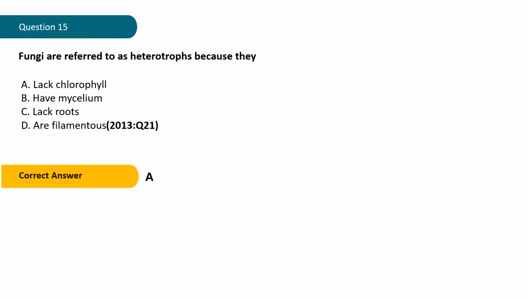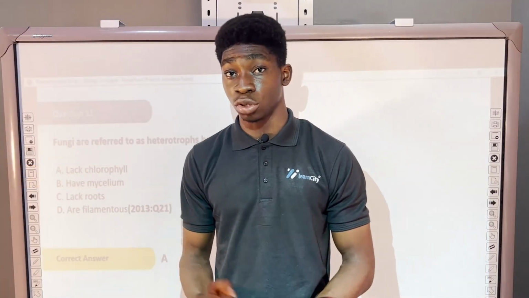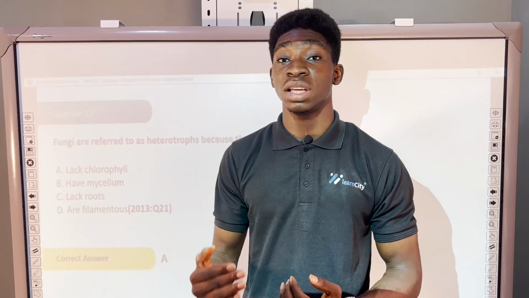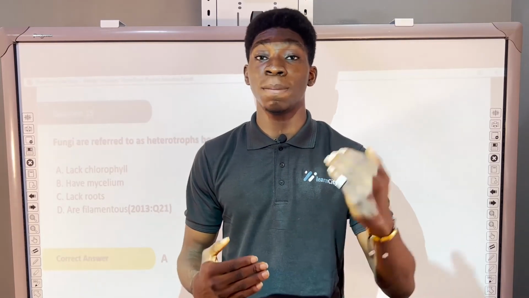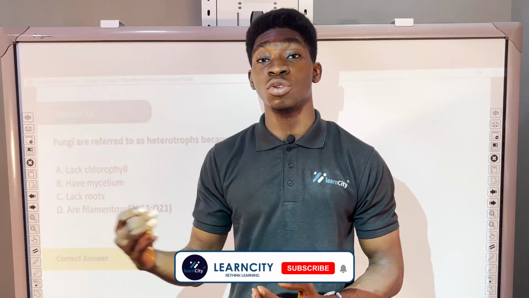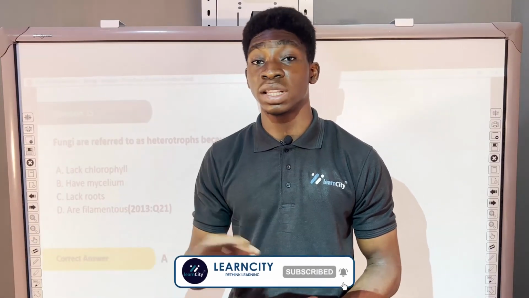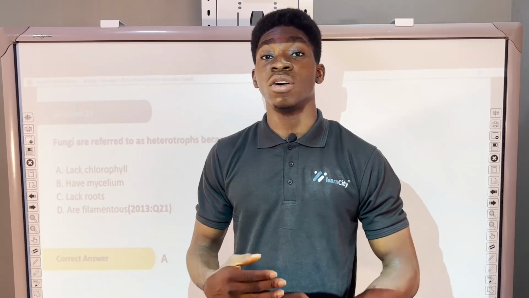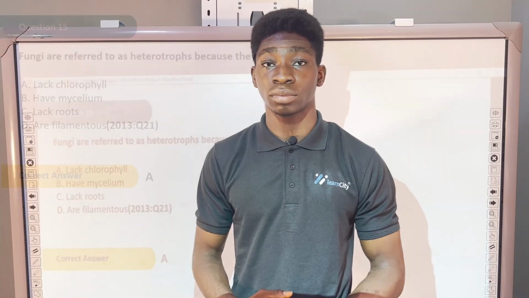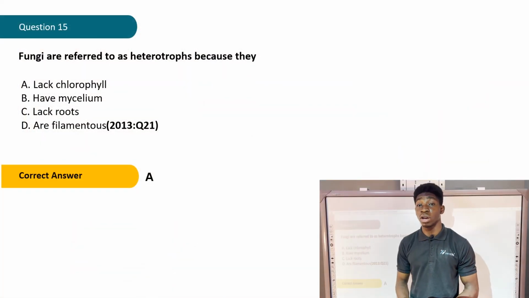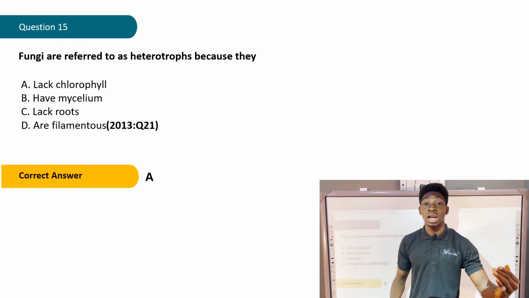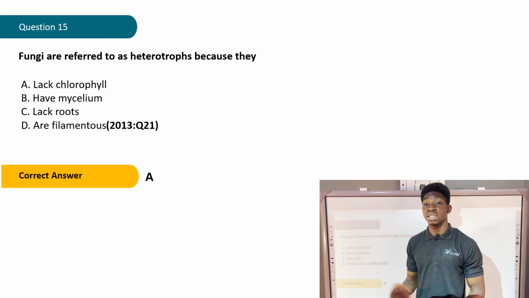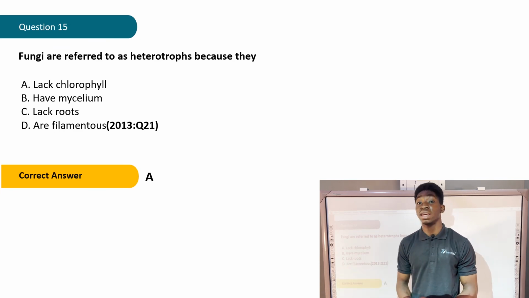The correct answer is A because we have autotrophs and heterotrophs. Autotrophs are organisms that produce their own food. They make their own food through the use of chlorophyll and a process called photosynthesis. Heterotrophs don't make their own food. They feed on other organisms or gain their food from other sources. An example of that kind of organism is the fungi. It's a heterotroph because it doesn't have chlorophyll, the substance autotrophs use to make their own food. Hence, fungi is a heterotroph, and the correct answer is A, lack chlorophyll.